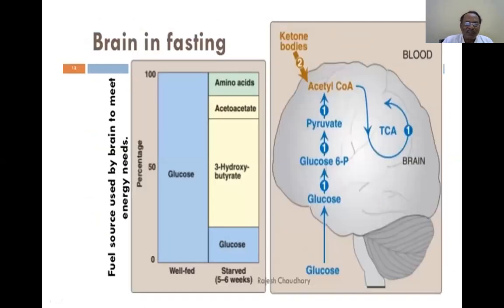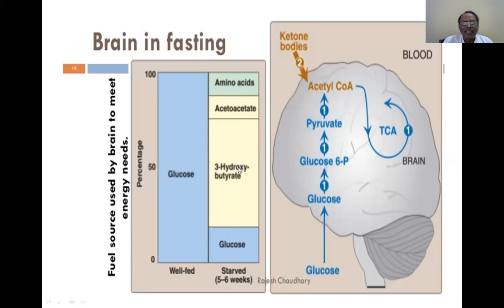What about the brain? In the well-fed state, the brain depends completely, 100%, on glucose metabolism. But once the glucose levels in the blood slowly reduce, the brain senses fasting and slowly switches on to alternative fuels. Those are amino acids and the ketone bodies, acetoacetate and mostly hydroxybutyrate. Ketone bodies are 3: acetone, acetoacetic acid, and hydroxybutyric acid.